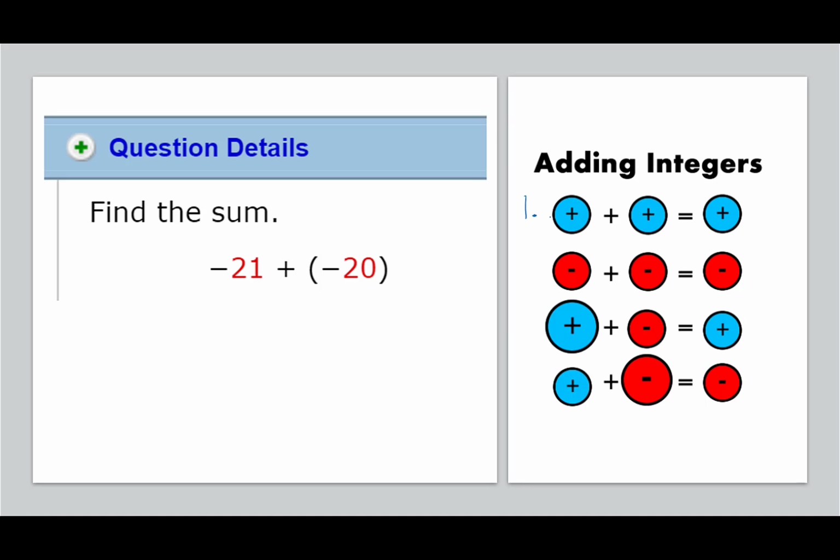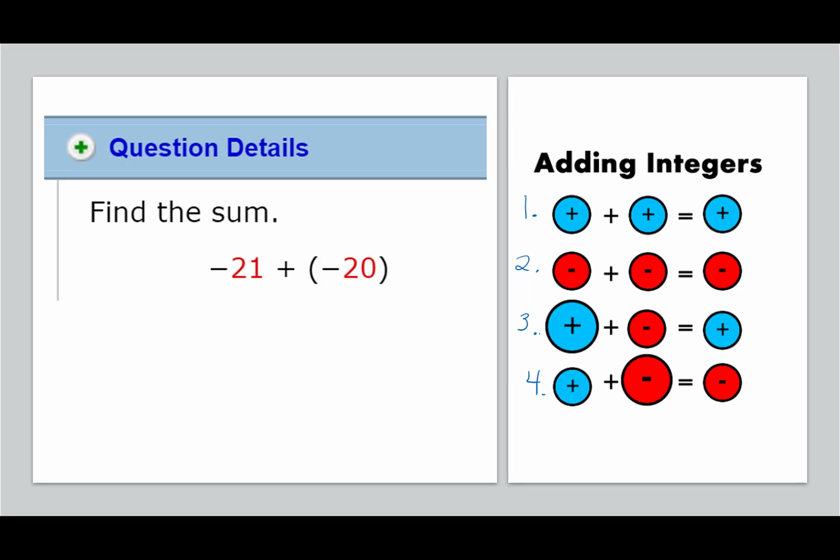The first row is when you're adding a positive number with a positive number that equals a positive number, of course, we know that. The same is true if you're adding a negative number to a negative number, your answer is going to be negative. Now rows 3 and 4 is where it gets a little tricky. If you're adding two numbers with different signs, the larger number, when you look at its absolute value, is going to have the same sign as the answer.